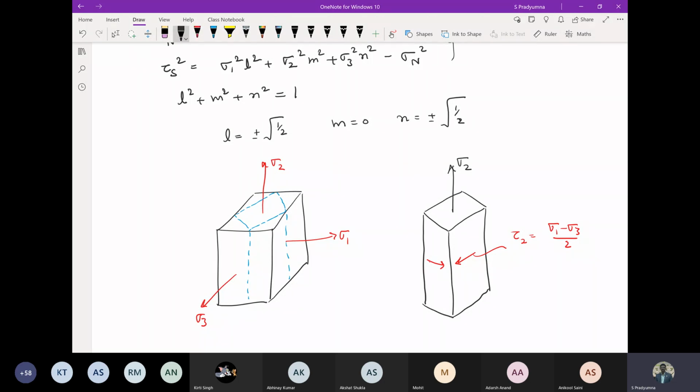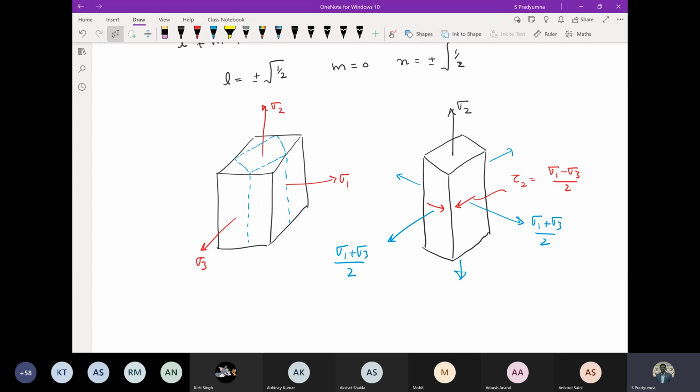And there are also associated normal stresses. I mentioned that on this particular plane the normal stress value is equal to sigma 1 plus sigma 3 by 2, and here also it will be sigma 1 plus sigma 3 by 2. Of course, it will be the same on this side and this side as well. So these are the values of maximum shear stress. On which orientation, or on which plane, do you get this maximum shear stress and normal stress, because of the principal stress we already found out.